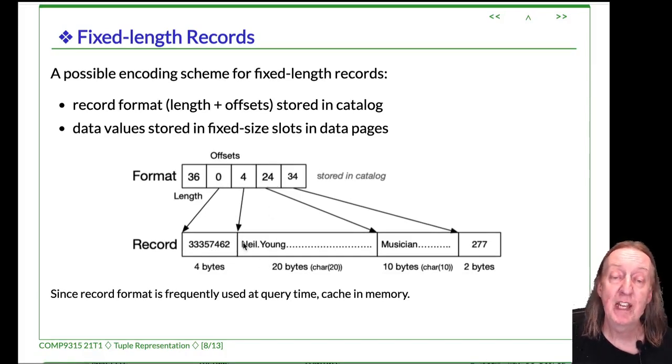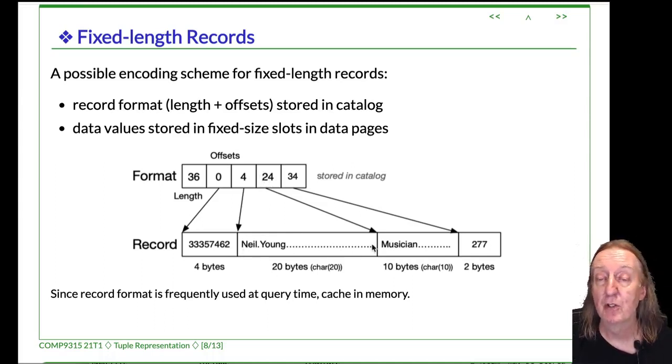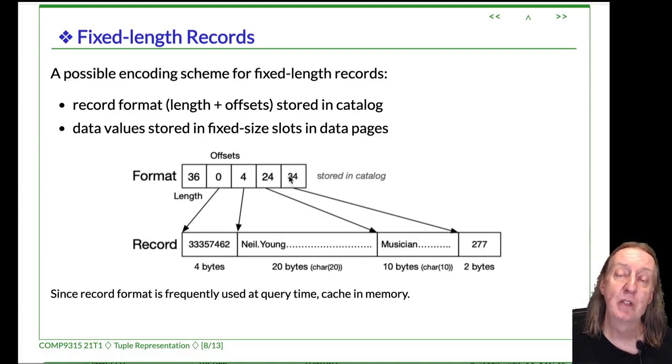Similarly, for the second attribute, we could say, all right, the characters start at offset 4 into the record, and they finish once we've reached offset 24. So that would give us all of those bytes, and so on and so on. You might say, how do we know how long the last field is? Well, we can work that out by the starting offset and the overall size of the record.